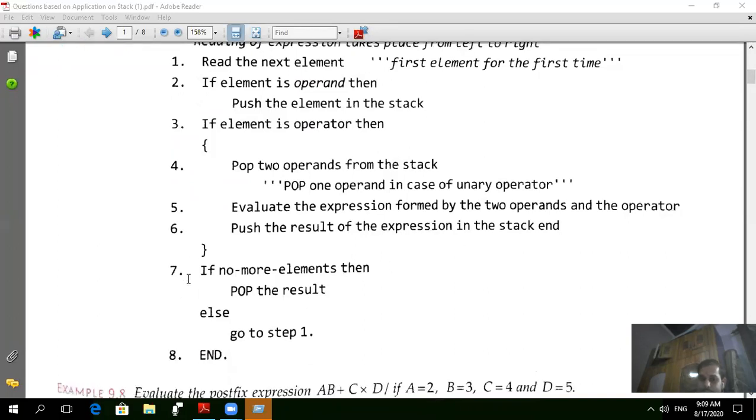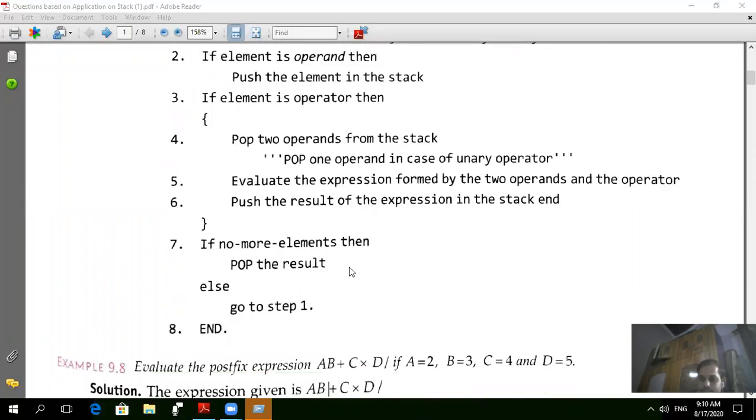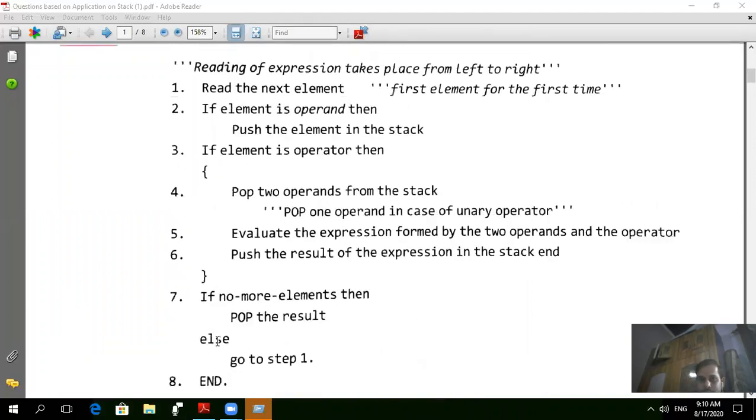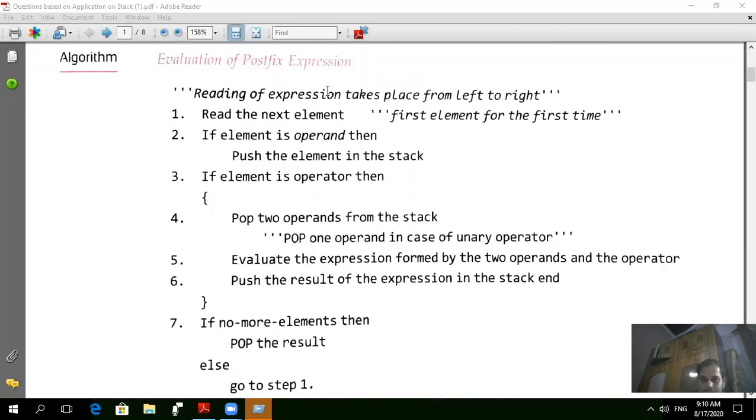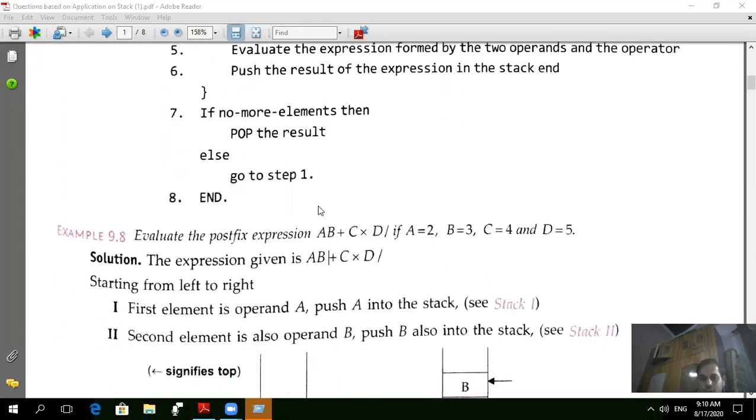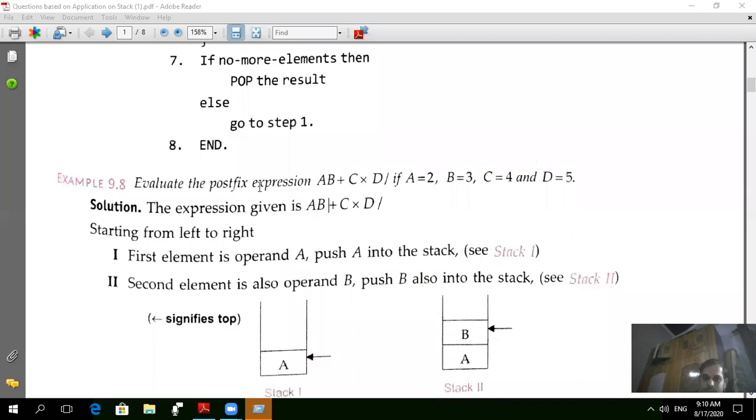Clear? Then step number 7: if no more elements are there, means the expression is over, then pop the result; otherwise go to step number 1, and then end. This is the algorithm to perform operations when the question is a postfix expression like this.